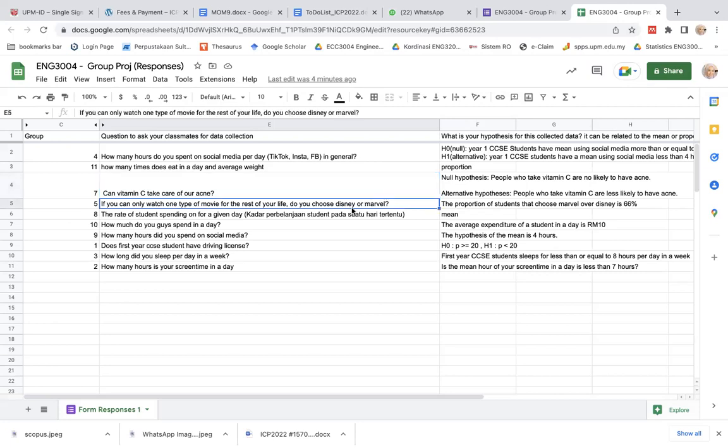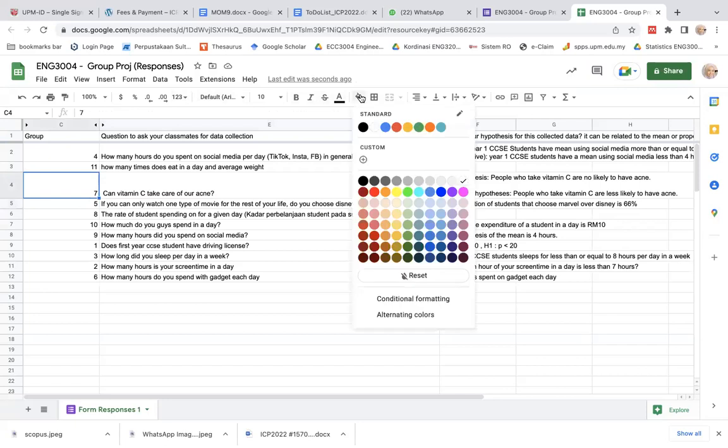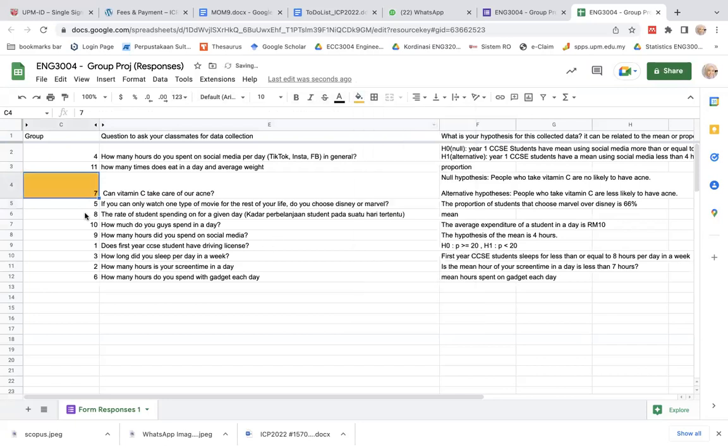Group number five, if you can only watch one type of movie for the rest of your life, do you choose Disney or Marvel? So this one, we are talking about proportions. The proportion of students that choose Marvel over Disney is 66%. So they are talking about equal, right? Equal to 66%. This is the null hypothesis. Okay, I think this is acceptable. Good job. Number eight, the rate of students. So number seven, please discuss again. You can use this subject, but you have to rephrase it.